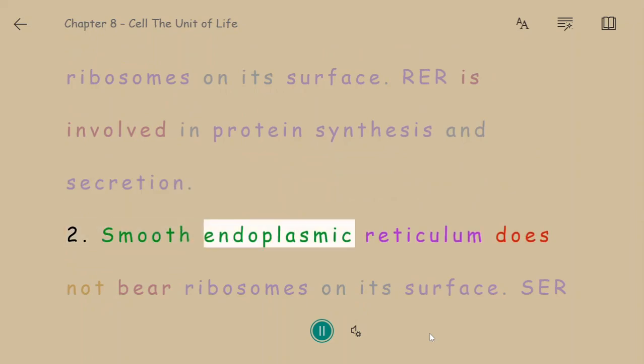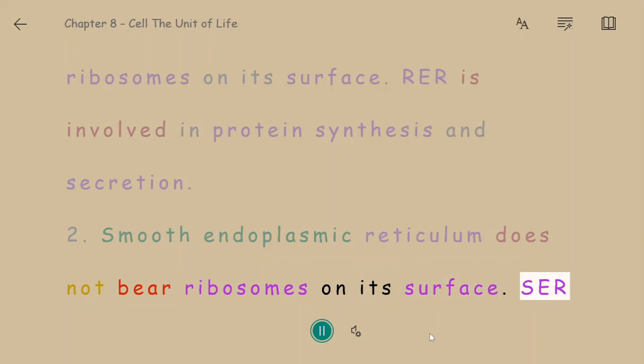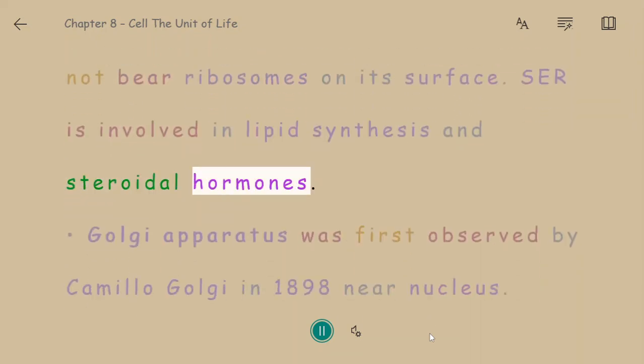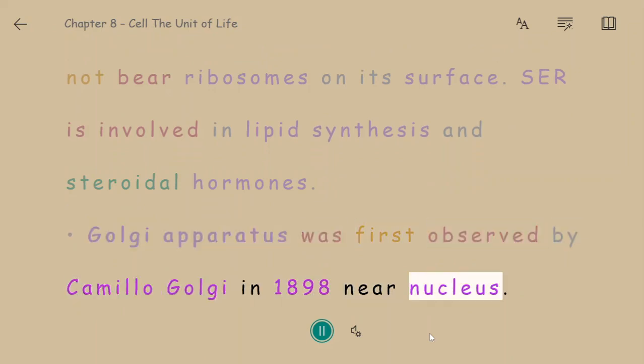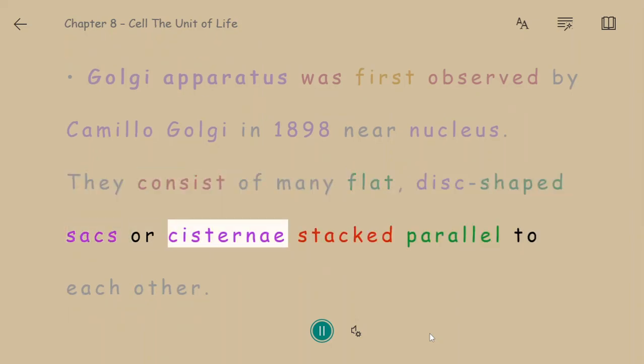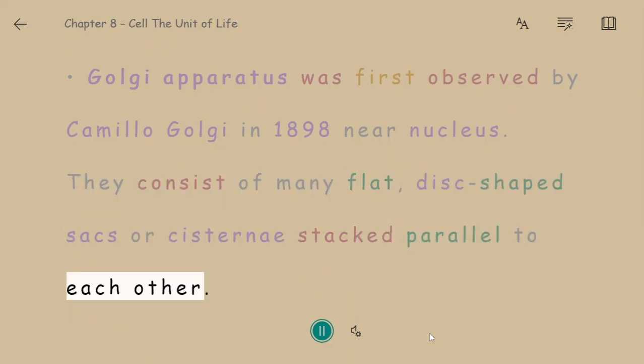2. Smooth endoplasmic reticulum does not bear ribosomes on its surface. SER is involved in lipid synthesis and steroidal hormones. Golgi apparatus was first observed by Camillo Golgi in 1898 near the nucleus. They consist of many flat, disc-shaped sacs or cisternae stacked parallel to each other.